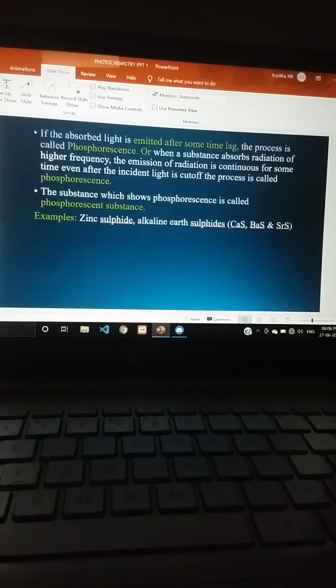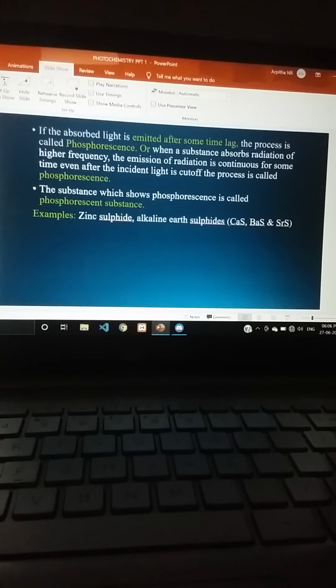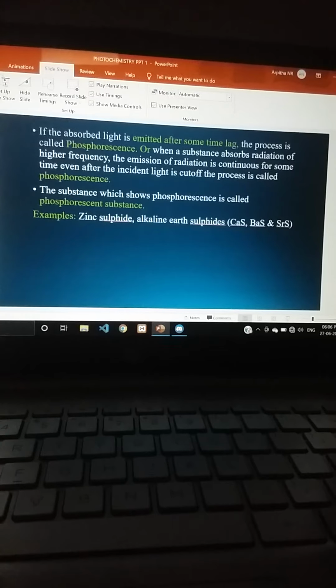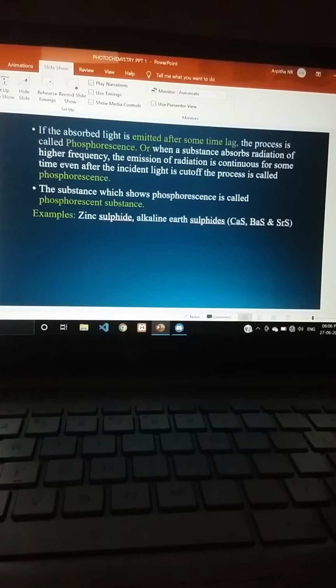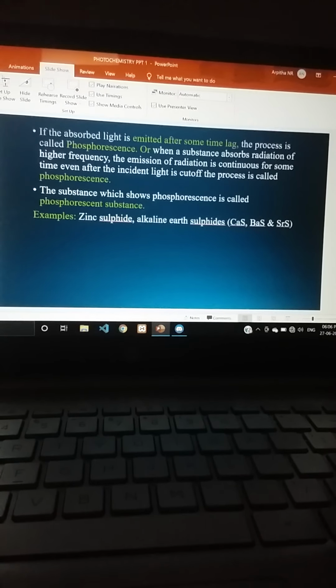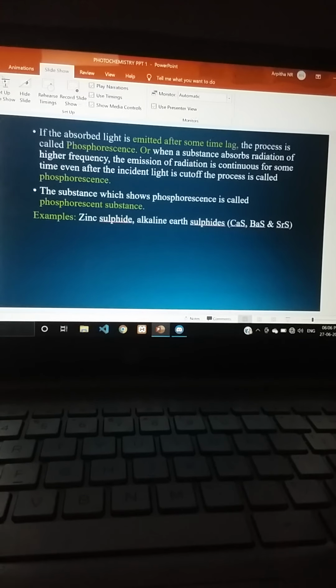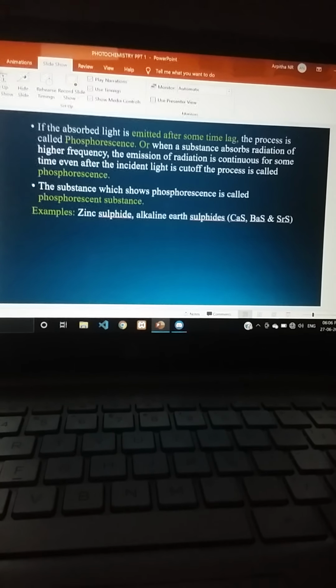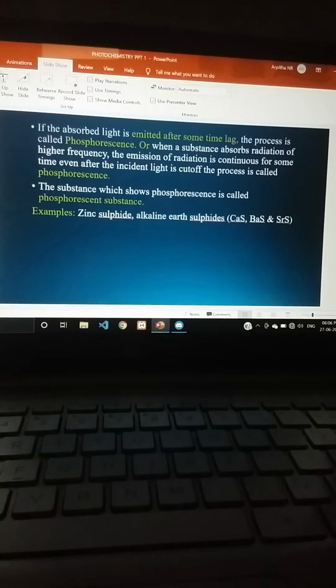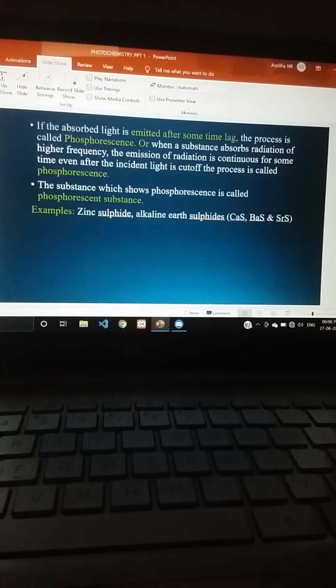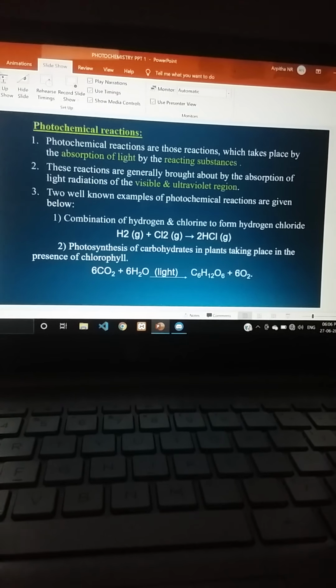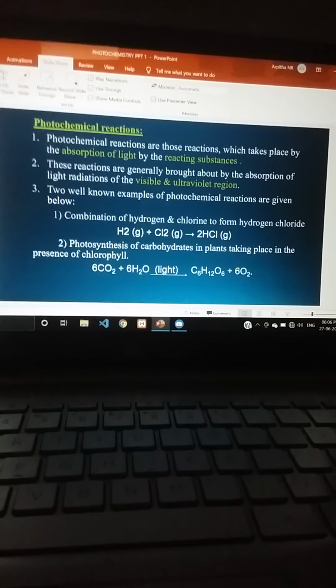If a substance exhibits phosphorescence, then it is known as a phosphorescent substance. For example, zinc sulfide or alkaline earth sulfides, for example calcium sulfide and barium sulfide, all come under phosphorescent substances. So next we will start our discussion with photochemical reactions.